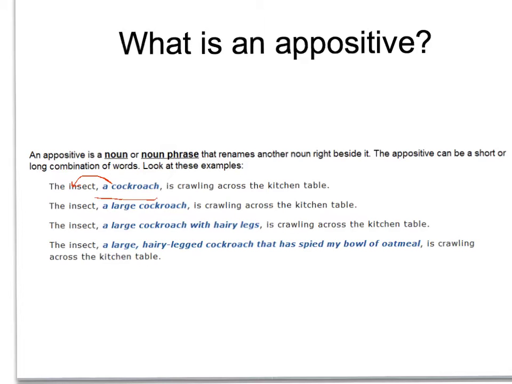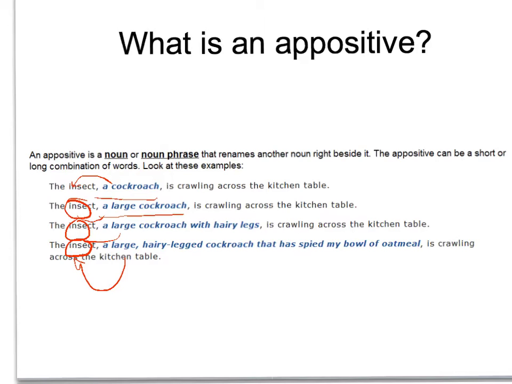The insect, a large cockroach with hairy legs, is crawling across the kitchen table. The insect, a large, hairy-legged cockroach that has spied my bowl of oatmeal, is crawling across the kitchen table. In each of these examples, which just expand upon the first example, you see that the appositive is referring back to the word insect and giving you more information about it.